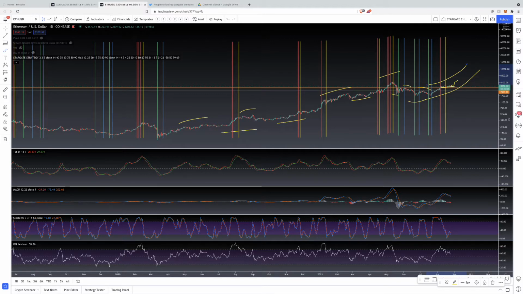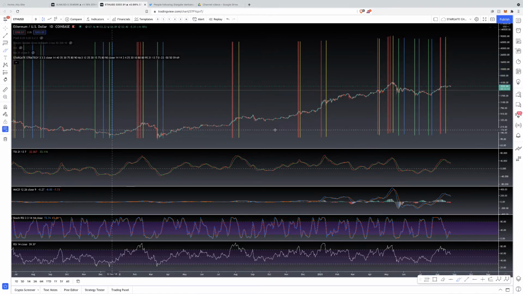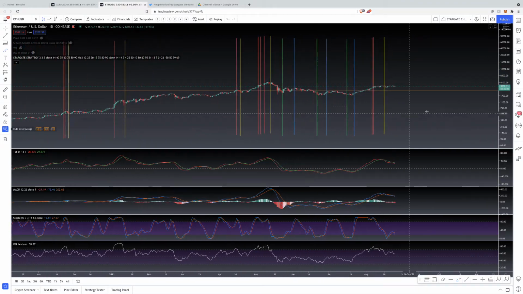You need to identify the trend, and if you know the trend is up, there's no reason to get scared when the market pulls back 5 to 10%. We know the end goal. We know where it's going to be at in the next couple of months. So that's what I'm seeing with Ethereum. I think it's recovering right now. It's starting to head higher.